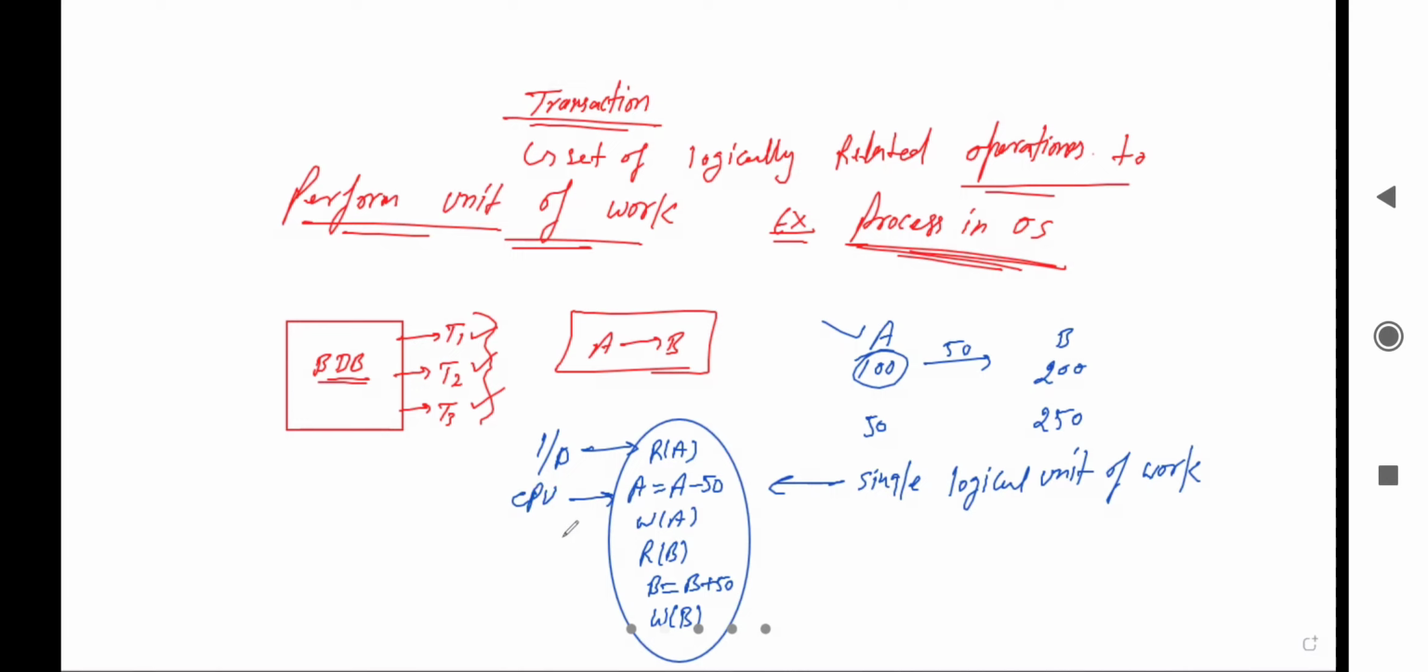And here write of A. This is again an IO operation. Read of B. Here it is an IO operation, and this one is the CPU operation, right? So this one is the CPU operation. So till this part, is it clear to all?